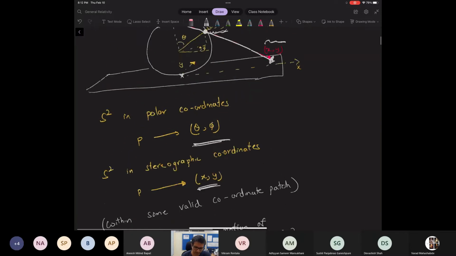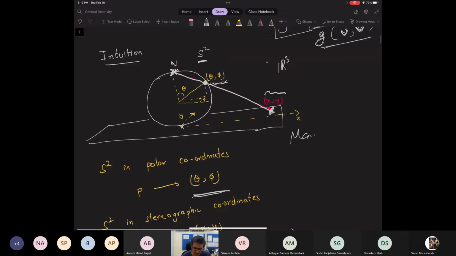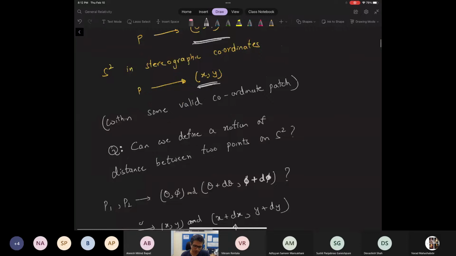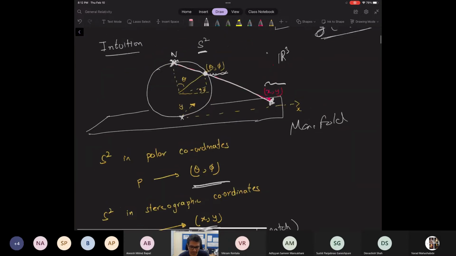So this is a manifold, in the sense that there are smooth coordinates which connect. You can't cover the sphere with one coordinate patch as we've seen before, but you can cover it with maybe two or more coordinate patches. Now we can ask, given just this structure, without a metric, can you define a notion of distance between 2 points on this 2-sphere? And the answer is no, not really. You can't really define a notion of distance.